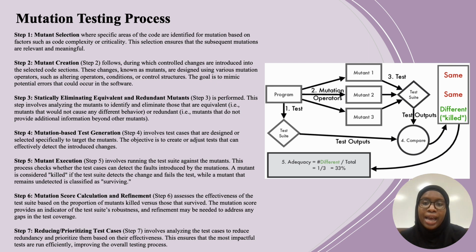Finally, a mutation adequacy score needs to be addressed. This is calculated by dividing the number of mutants killed by the number of mutants generated. If the score is 100%, the test cases are robust. Anything less means the test should be altered.